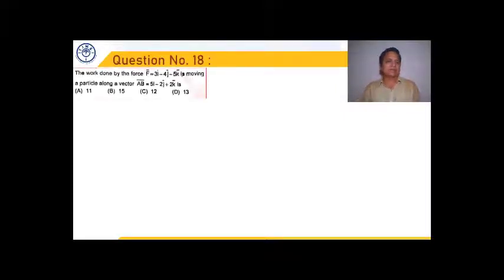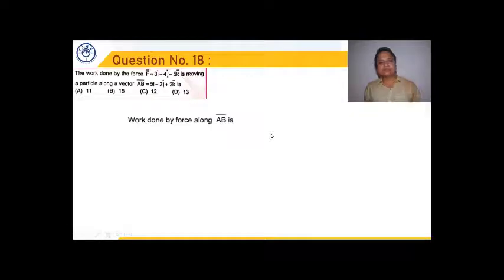Now question number 18. It says: find the work done by the force F equal to 3i minus 4j minus 5k in moving a particle along a vector. The displacement direction is 5i minus 2j plus 2k. We are applying a force and the particle is moving along the direction AB, 5i minus 2j plus 2k. So we have to find the quantity of the work done.